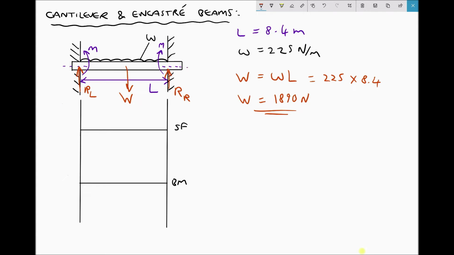Now at this stage, you could go through the normal method of taking moments about the left-hand support in order to determine the reaction force at the right-hand support. However, from inspection, I can see that that weight must be evenly distributed across the two supports. The weight acts in the centre, therefore RL and RR must be the same, and when added together, RL plus RR must equal 1890. Therefore, RL equals RR, and it's equal to 1890 over 2, which is 945 newtons.